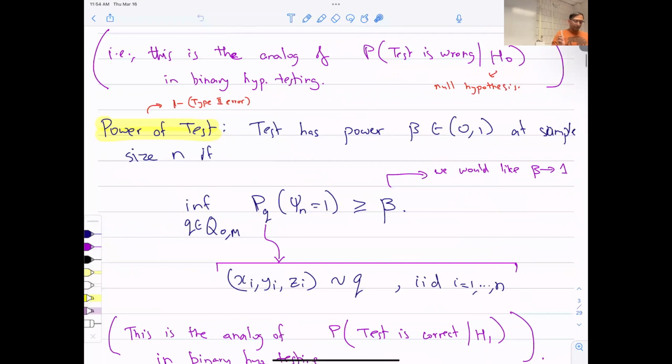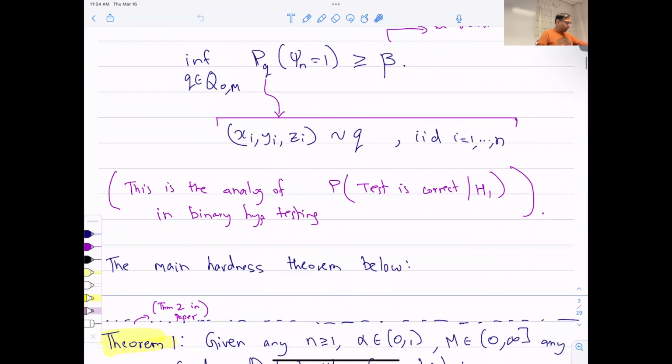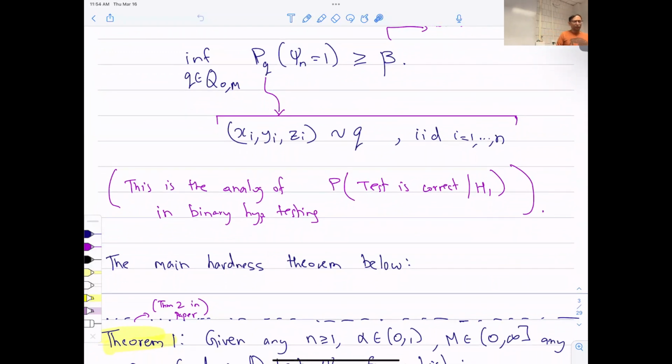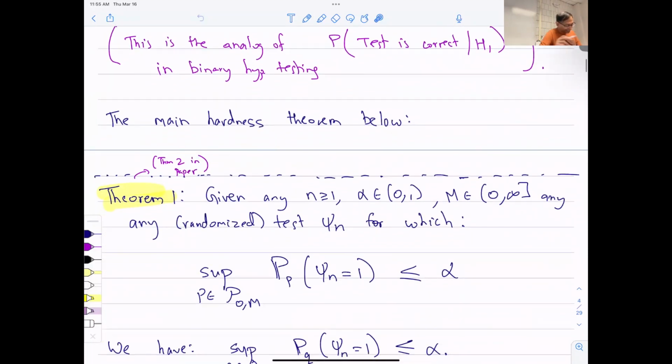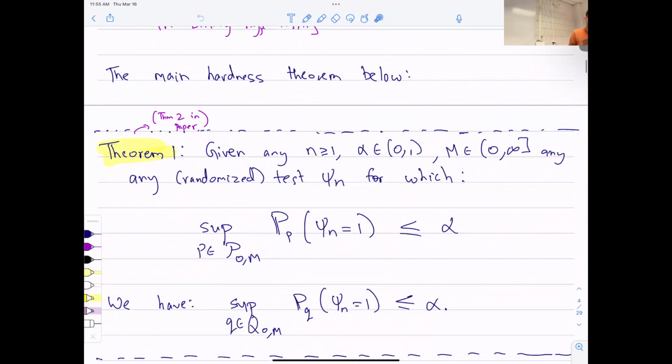So we have two quantities, level and power. Today, because I have only 5 minutes, I'm going to state the results, and tomorrow I'm going to give the intuition and a sketch of the proof. That's tomorrow's thing. I think this is just such a beautiful result.